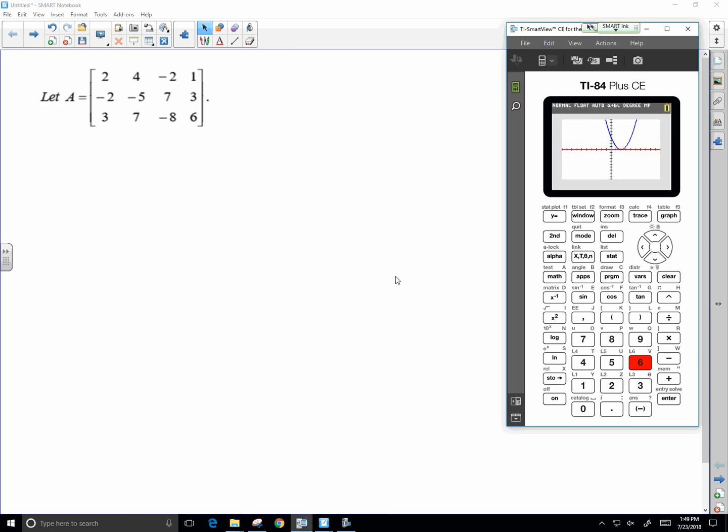Let me pop it in so we don't have to do the actual work. Oh, it's 3 by 4. So let me row reduce. Oh, dang it. Quit.